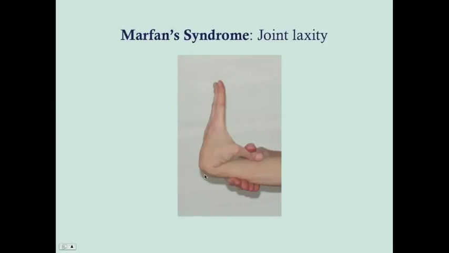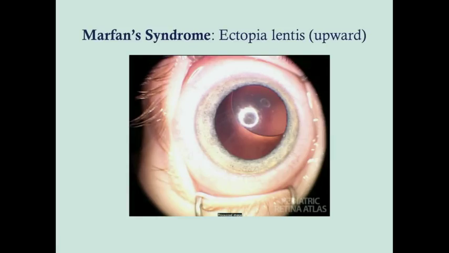Here's an example of joint laxity. This is a feature that you'll see in common with Ehlers-Danlos syndrome, particularly the hypermobile type. And then this is a dislocation of the lens. You can see this is an upward dislocation, so it looks like the sun is going up, and that's where the lens is. So here's your upward dislocation of the lens.